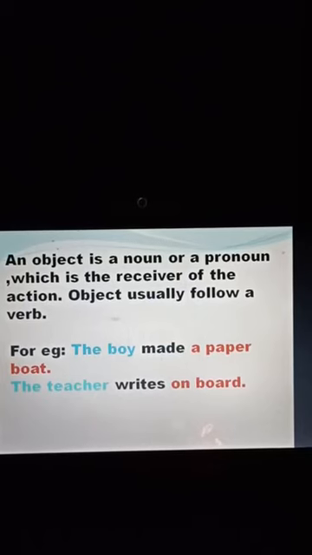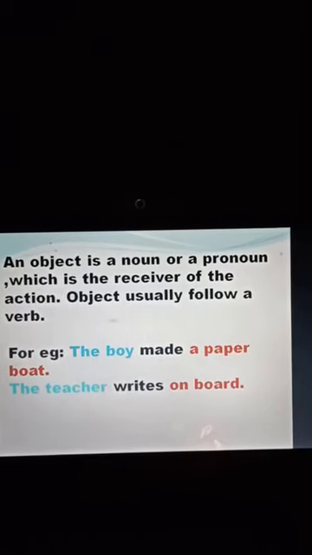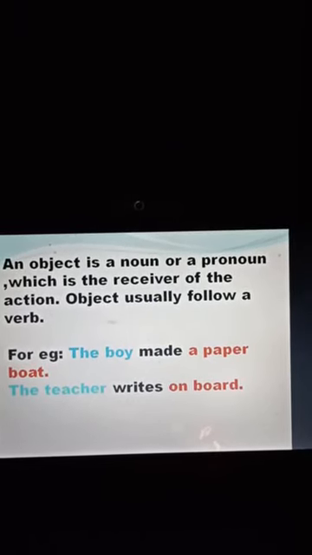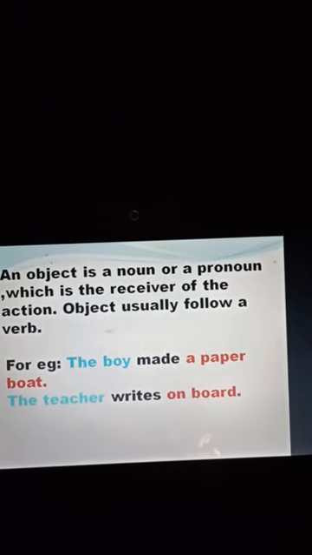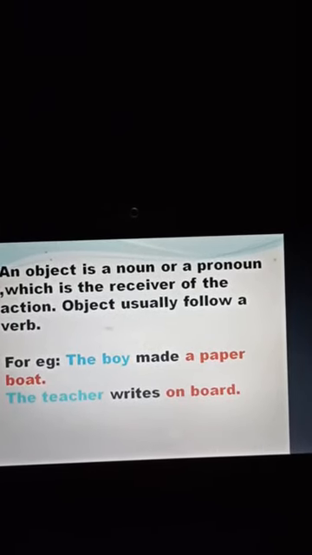The teacher writes on board. The teacher is the subject, writes is the verb, on board is the object.